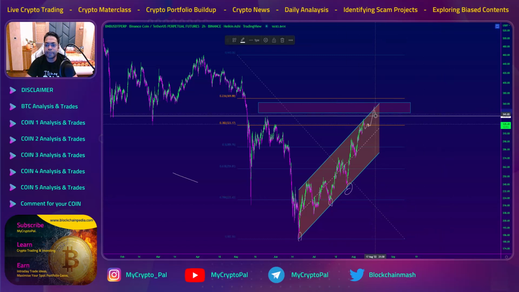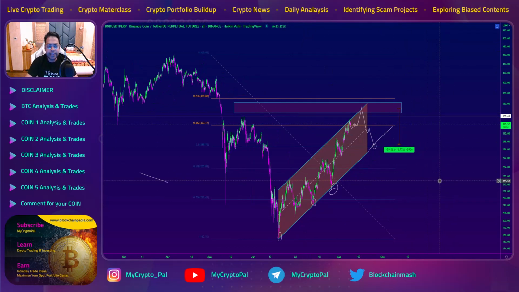Once it tests the top, at least it will come to visit this one. If it fails and BTC remains bearish, it will go to test the bottom of the parallel channel again here. Yeah, very good trade this will be. If you target the top, then this will be almost a 17-18% trade. Yeah, so this is what I see for BNB.